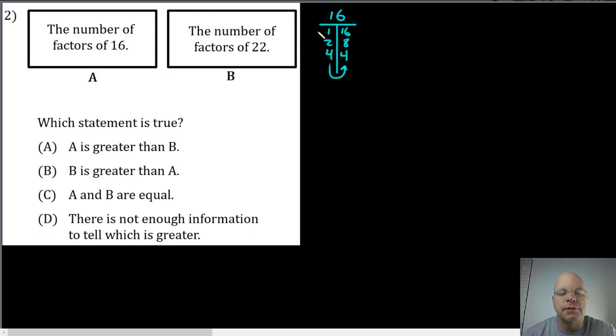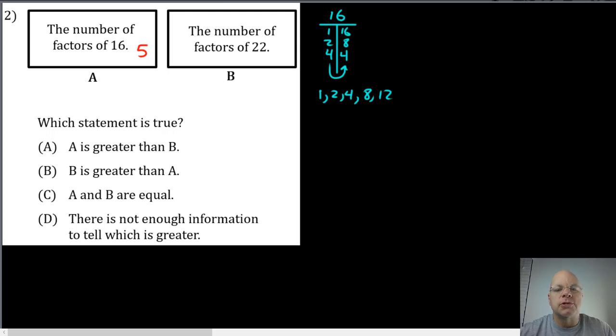The tricky thing about this problem is you have to realize when you're counting the number of factors, don't just count them straight off of here, because you're going to count 4 twice. If you were to make the list, you would make a list 1, 2, 4. This is also 4, so I don't need to show that twice. 8 and 16. So on a problem like this, a lot of people would incorrectly say that there are 6 factors of 16, but really there are 5.